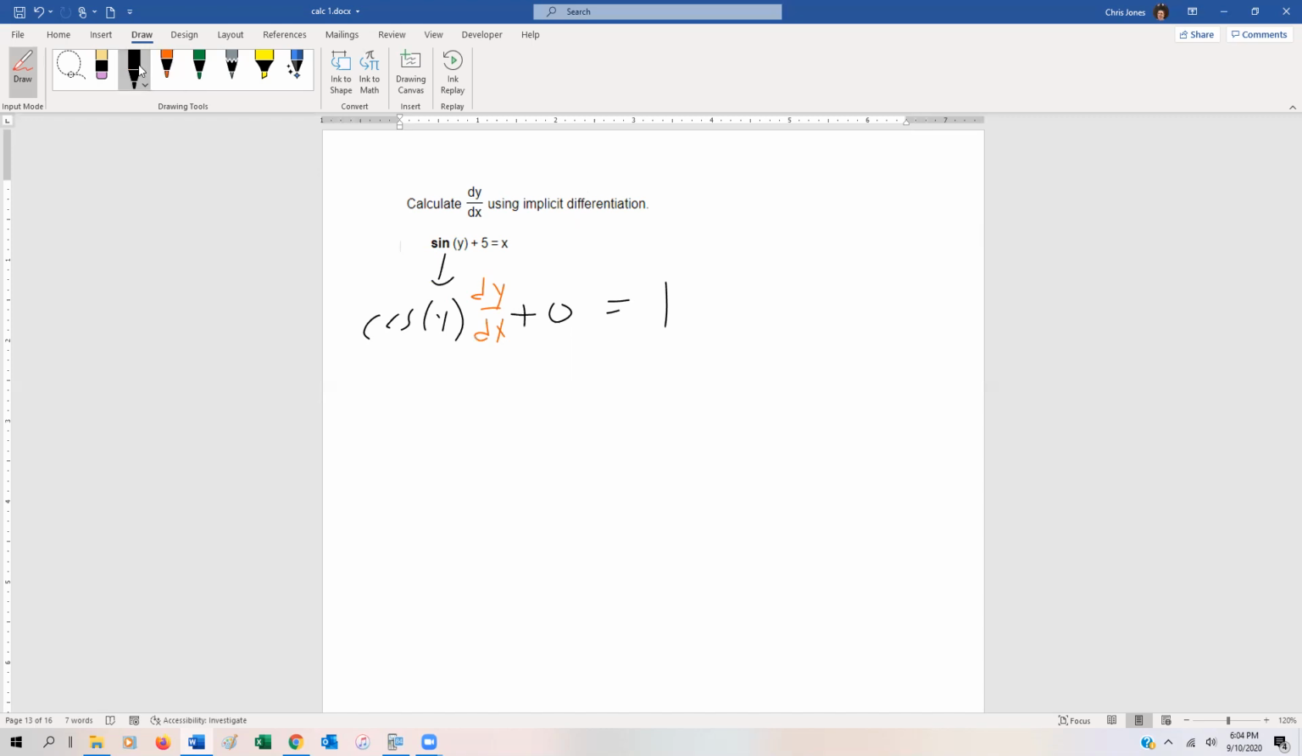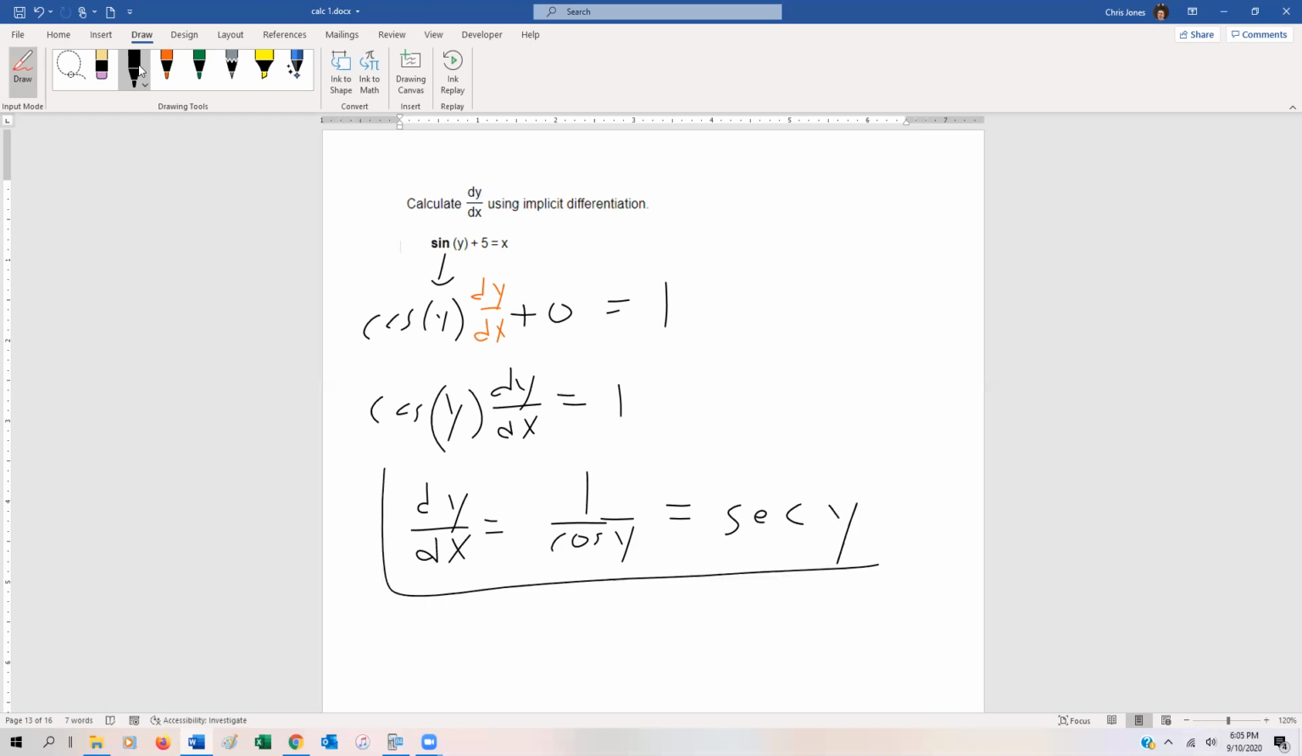We can rewrite this to solve. So we've gone through and done step 1. Now we're going to solve for dy/dx. Another way to write this would be cos y dy/dx is equal to 1. We could divide both sides by the cosine of y. So dy/dx equals 1 over cosine of y. Or we might remember from trigonometry that the reciprocal identity for cosine is the secant of y. So that's our derivative of this function. It's just secant of y.